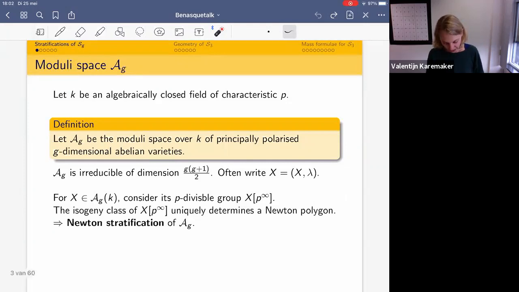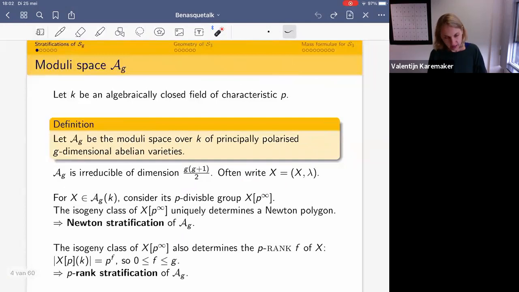And then a slightly less fine stratification is this one, since the isogeny class of the p-divisible group also determines an invariant of X called the p-rank. So here's the definition. The p-rank f is the number such that the variety X has p^f p-torsion points over K. We know this number lies somewhere between 0 and g, and you can read it off from the Newton polygon as the number of zero slopes. This gives us a p-rank stratification, where a stratum consists of all abelian varieties with the same p-rank. So there are g+1 such strata.